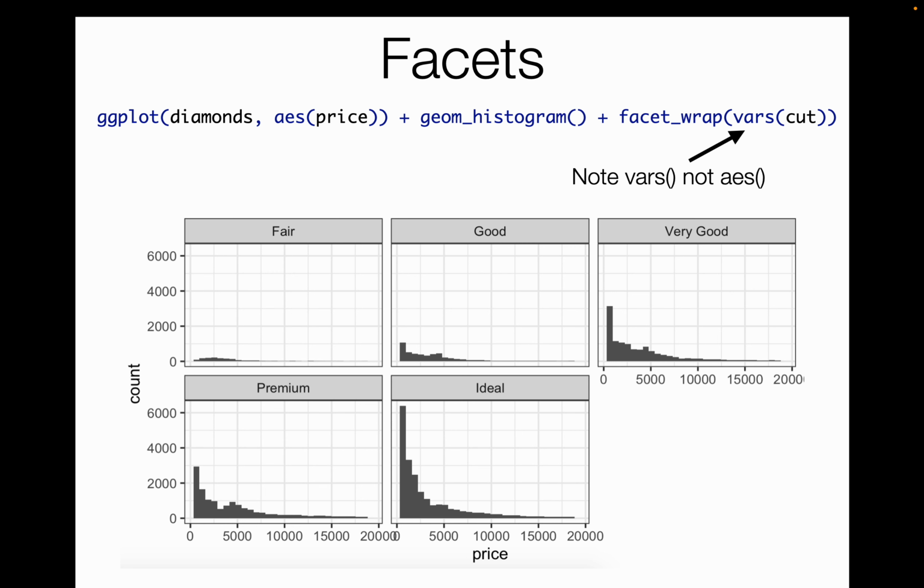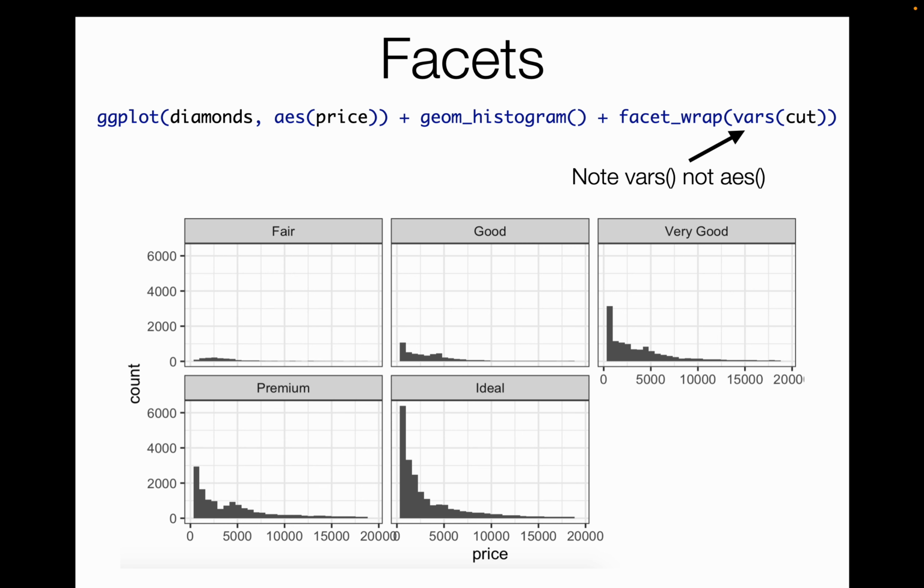So here is diamonds and price. I made a histogram for each, and then I used a facet wrap. There are a few facet function calls, but the one that you'll probably use most often is facet_wrap. In there, I tell it what the variables are. Note that it's vars, not aes, which is a common mistake and was actually just changed a few years ago.